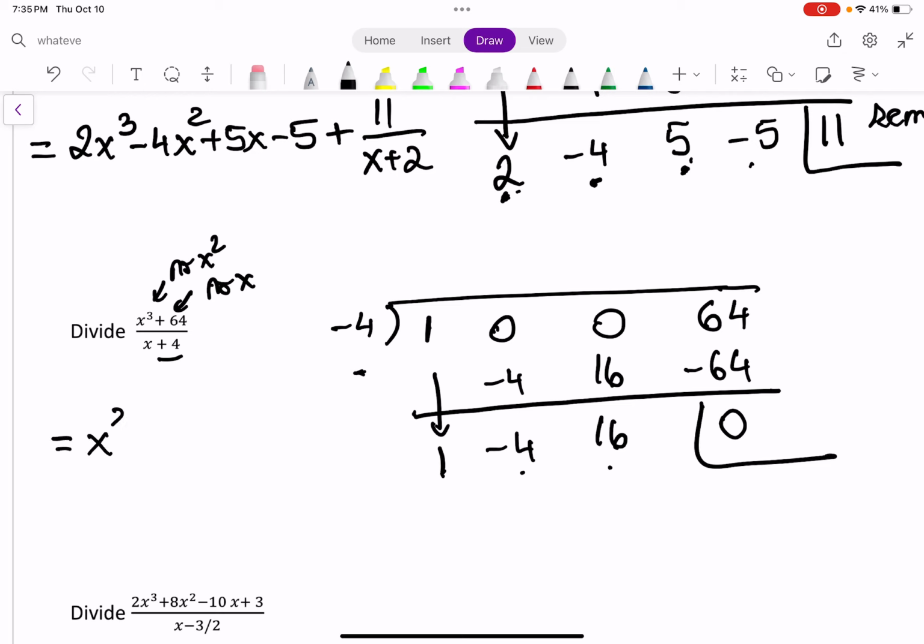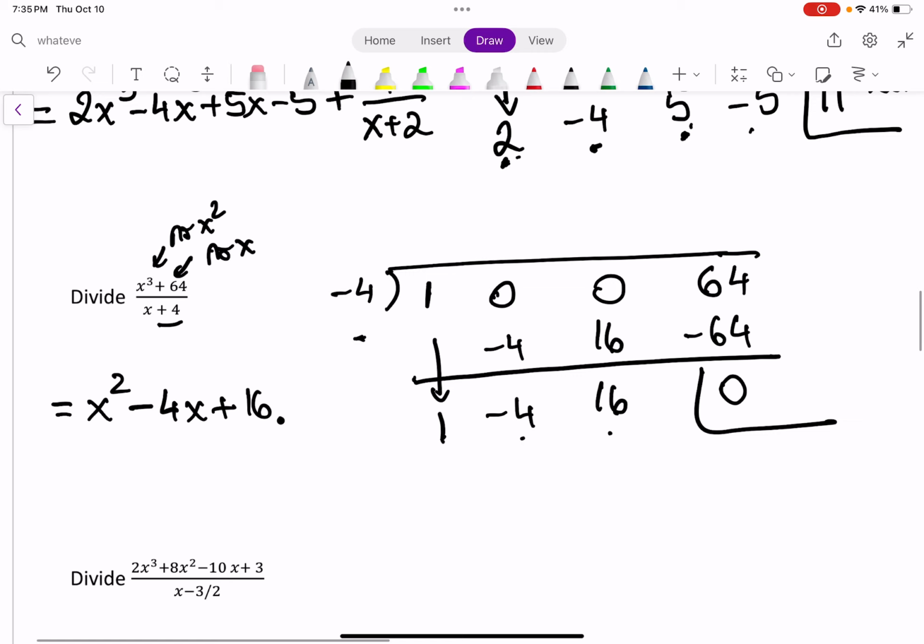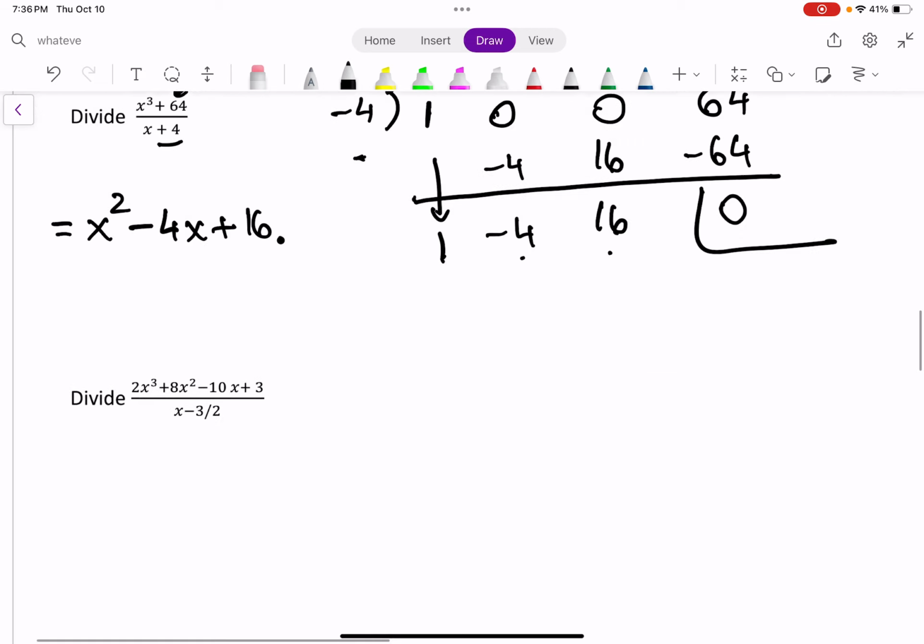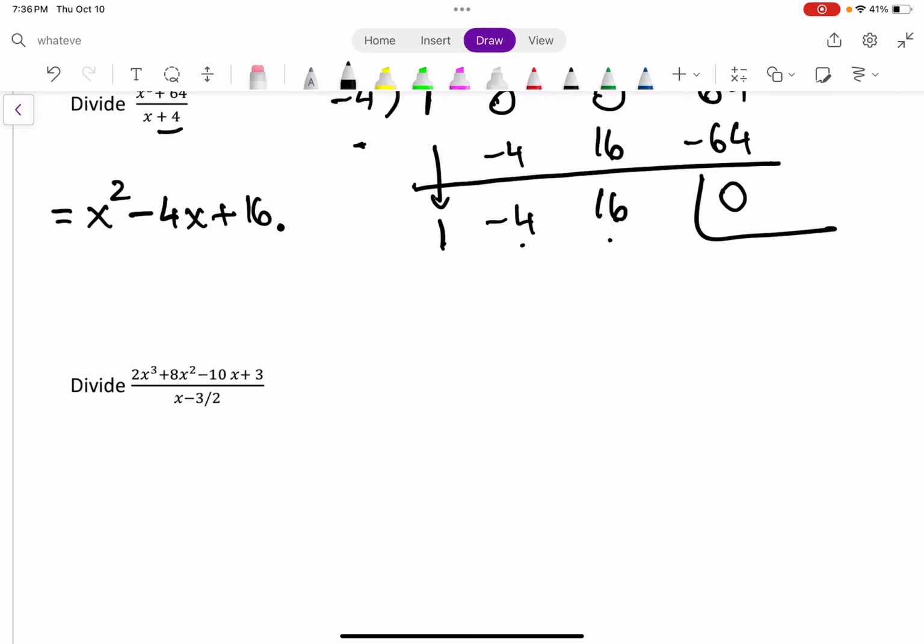Our quotient is x squared, so 3 minus 1, starting with x squared, minus 4x plus 16. And there it is. And there's the 0 left over to be divided by x plus 4, but 0 over that is just 0. Okay. And let's do this again.